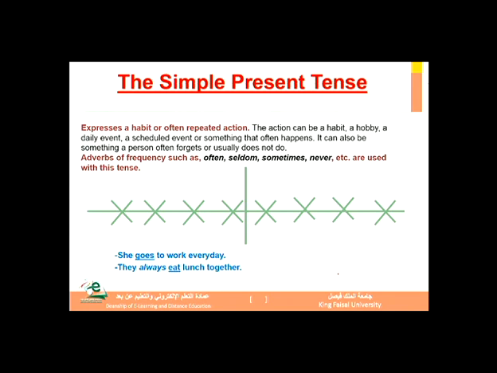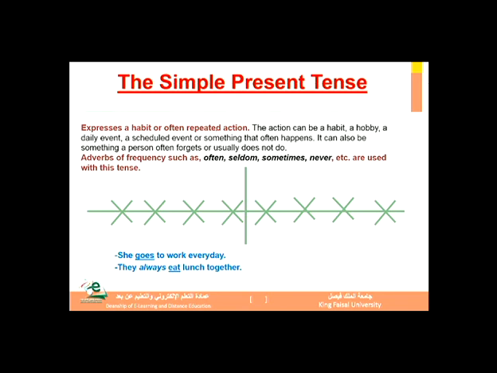Now let's move to something else, which is about the simple present tense. One of the new things we will talk about today regarding English grammar is the simple present tense. So let's talk about it. The simple present tense expresses habit or repeated action. So it talks about habitual acts.